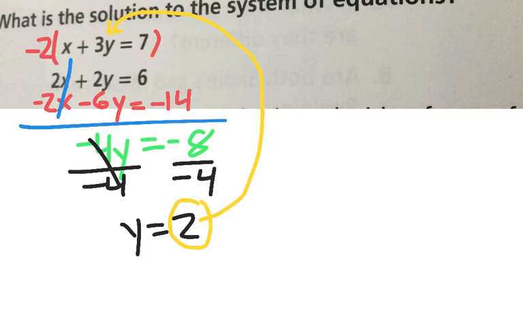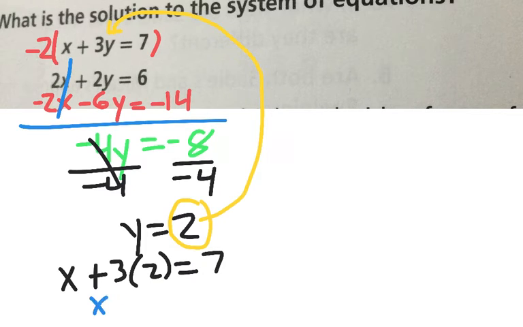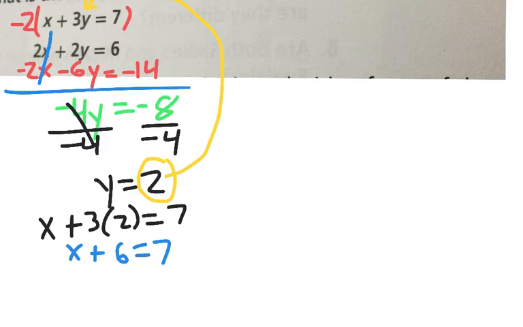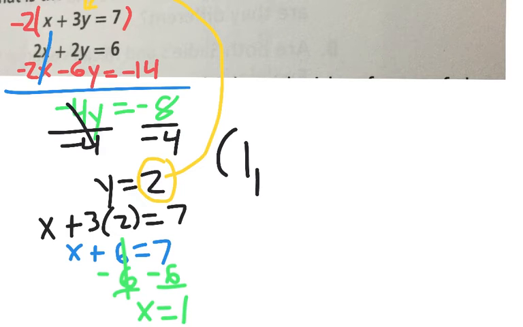So I would plug 2 in there. That's going to give me x plus 3 times 2 equals 7. 3 times 2 is 6, so x plus 6 equals 7. And now subtract 6. x equals 1. So the ordered pair would be 1, 2.